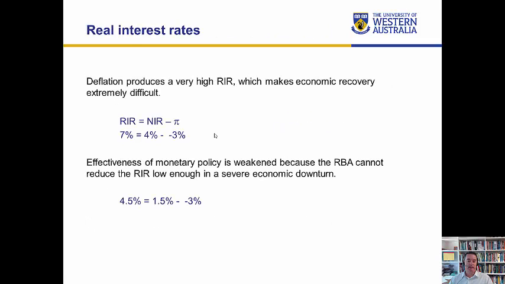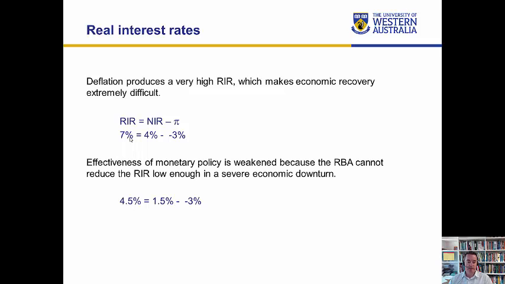So what about deflation? How does this link to deflation? Well, I'm using the same formula here. Basically, the answer is deflation, or minus inflation, will produce a very high real interest rate. So let's assume that the nominal interest rate is 4% on a particular loan. We take off minus 3% or 3% deflation, and we get a real interest rate of 7%, which is very, very high. So deflation gives you a very high real interest rate.